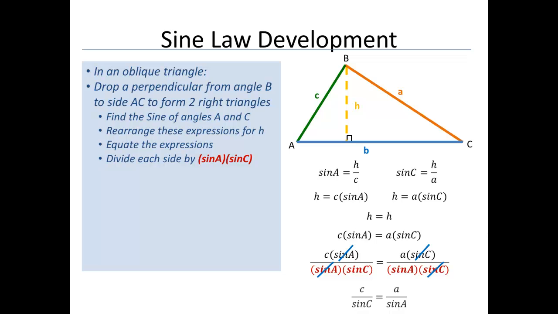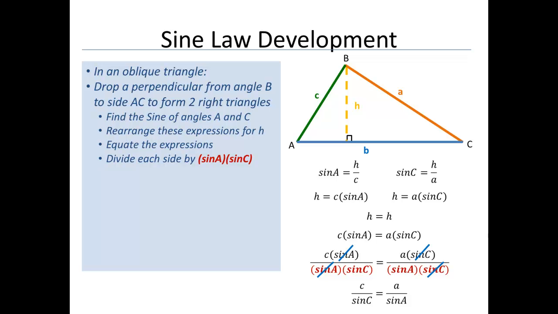And we're left with the ratio that side c over sine of angle C is equal to side a over sine of angle A. Now, if you remember the sine law at all, these are just two of the three ratios that make it up.